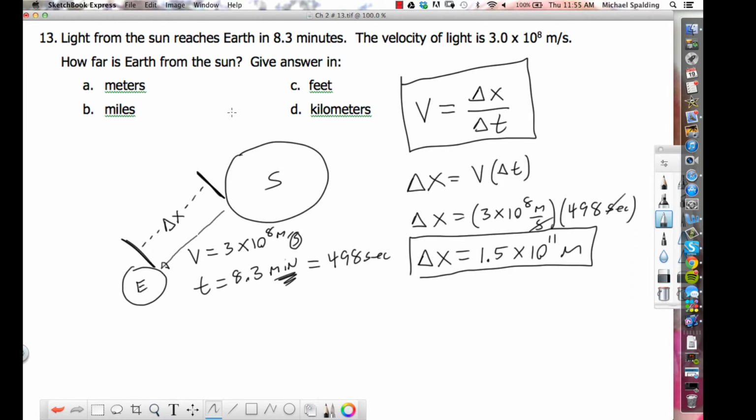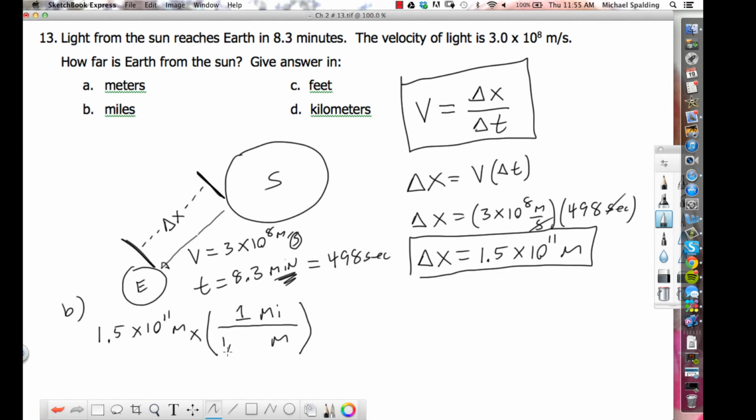Now, the rest of these questions are what? Conversions. So, B, now we want it in miles. So for part B, you're going to say 1.5 times 10 to the 11th meters, and then you set up a conversion. So you can go straight from meters to miles. So meter on the bottom, miles on the top.